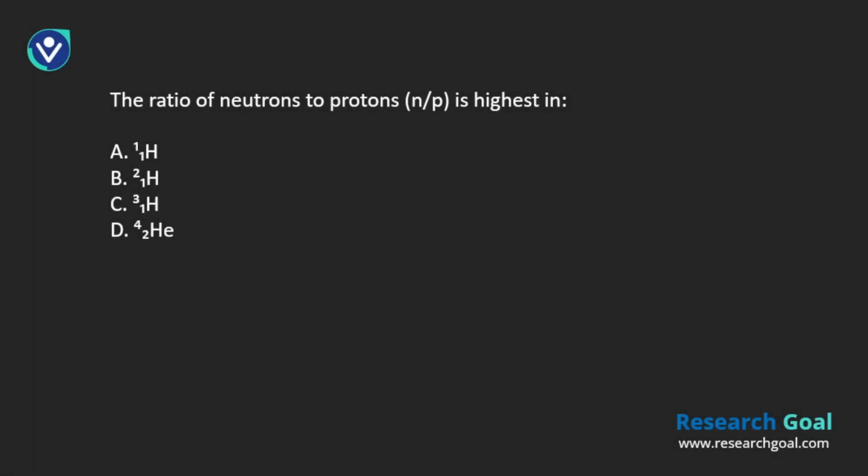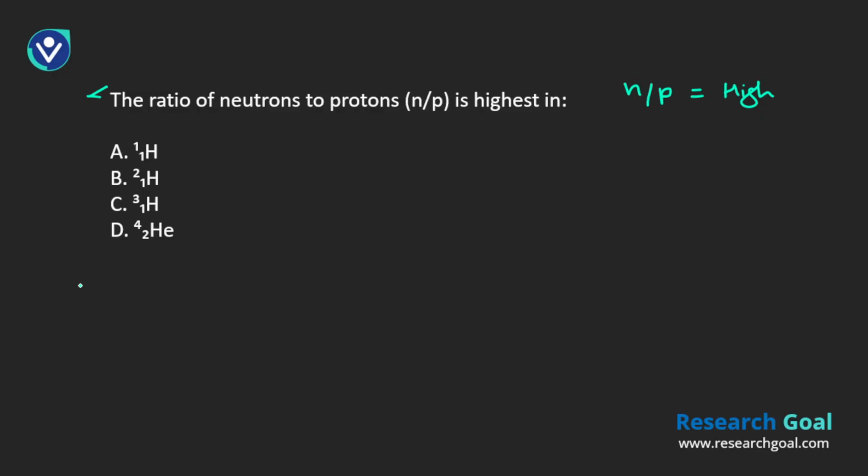Coming to the next question: the ratio of neutrons to protons is highest in which of the following? Option A, 1-1 H. Option B, 2-1 H. Option C, 3-1 H. Option D, 4-2 He. It's a really interesting question. It tests whether you understand how these numbers are labeled, and these kinds of questions test your conceptual knowledge really well. I hope you have selected the correct option. I'll give you the answer.